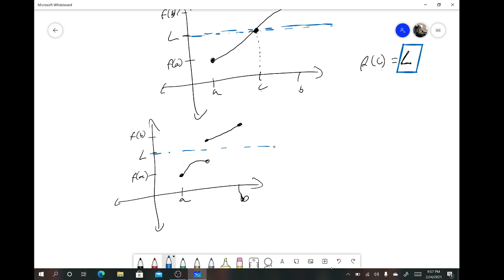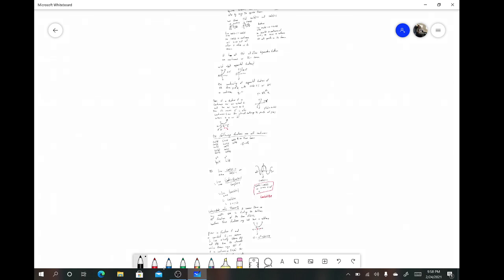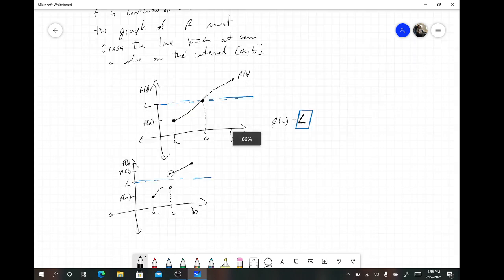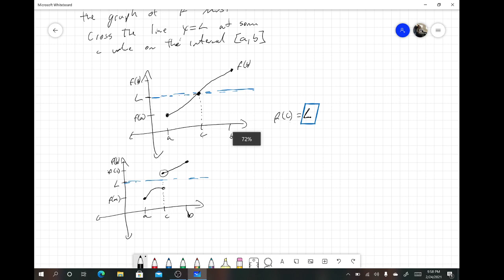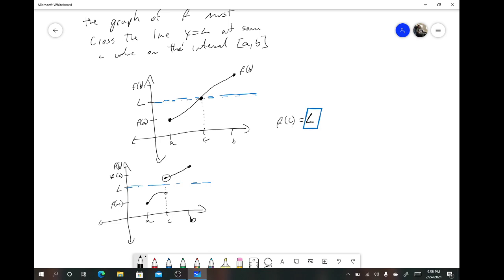And now the line L does not get touched by any value of C, because for this C, the value is up here. That's what f of c will be. This f of b is a little bit low. So f of c will be somewhere here instead of being exactly L. So that's why we need the function to be continuous for this to hold. If the function is not continuous, then the theorem doesn't actually work. So continuity, we can now see, is playing a very important role in theorems that we are coming across.